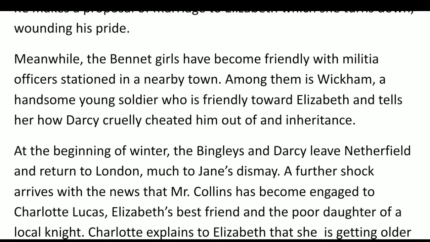Meanwhile, the Bennet girls have become friendly with military officers stationed in a nearby town. Among them is Wickham, a handsome young soldier who is friendly towards Elizabeth and tells her how Darcy cruelly cheated him out of an inheritance.